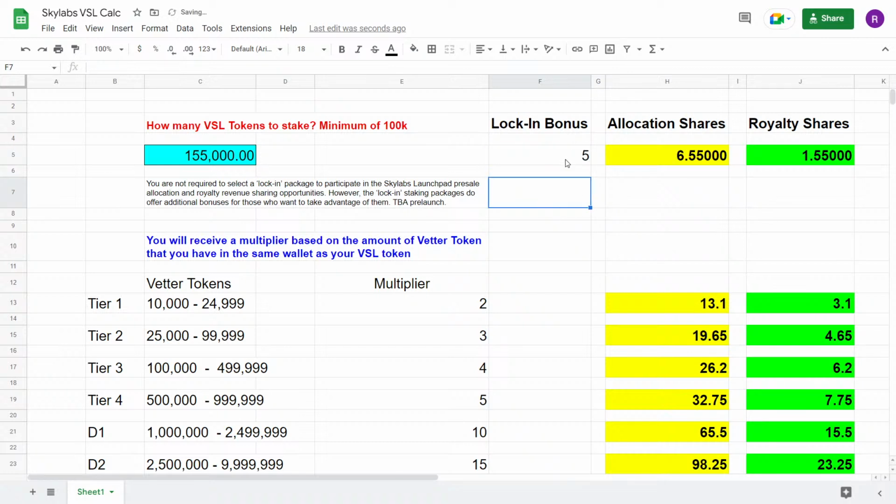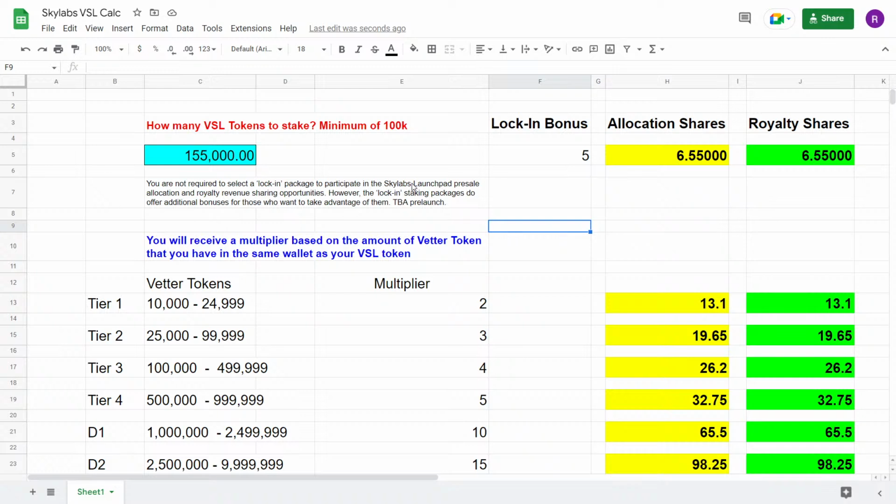So the difference here is, if you just stake 155,000 VSL tokens, you're going to get 1.55 allocation shares and 1.55 royalty shares. But if you lock that in for a period of time, and you got a bonus of 5, you're now going to get 6.55 allocation shares and 6.55 royalty shares as well. So there's extra bonuses for locking those in. It's a really cool feature to do this.